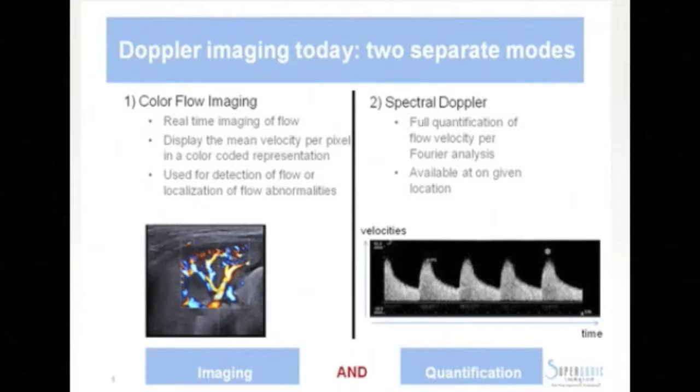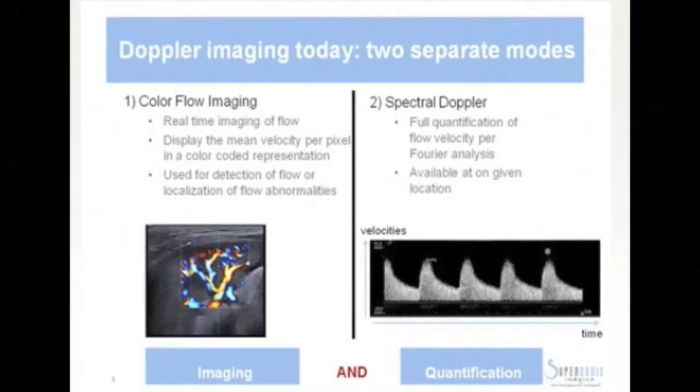So Doppler today is clearly divided into two different modes. You have on the one side color flow imaging, which gives you real-time imaging of flow, and it displays the mean velocity of the flow per pixel in a color-coded representation. So it's mainly used for detection of flow and for localization of flow abnormalities. On the other side, you have spectral Doppler, which gives you a complete quantitative analysis of the flow properties. But this is restricted to one given location, one sample that you need to position on the image. And this is the kind of spectrum that you obtain.